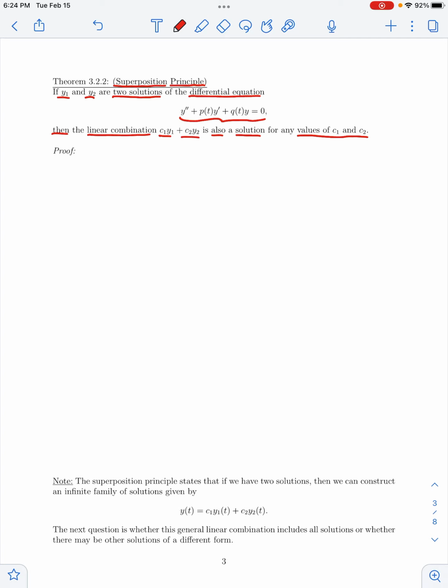This is an important result for our theory in chapter 3, so I think it's worthwhile to prove this result. So let's take a look at it. We're going to define a function, let's call it y of t, as a linear combination of these y1 and y2 functions, which we were told are solutions of this equation. Now, to show that this combination is a solution, we need to find our first two derivatives so that we can substitute into the differential equation.